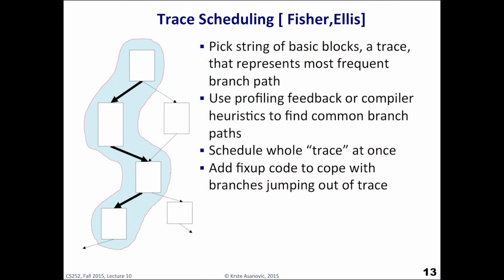Question? The compiler is choosing this trace statically. Correct, the compiler is choosing it statically, that's right. So the question now is, how do you know what the common paths are? The answer is that you have to do profiling or use some kind of compiler heuristic, which would just be guessing statically which paths are likely.